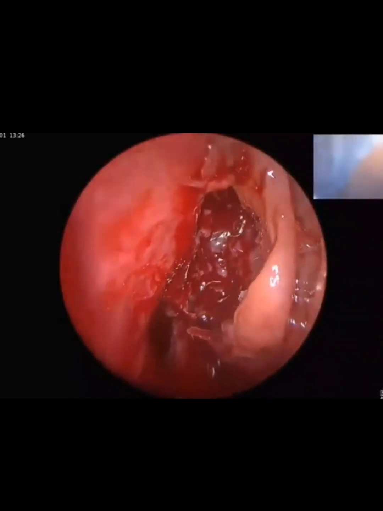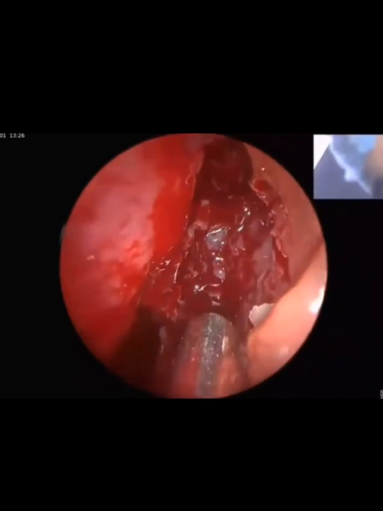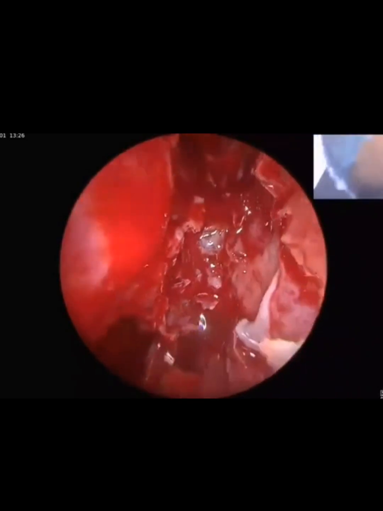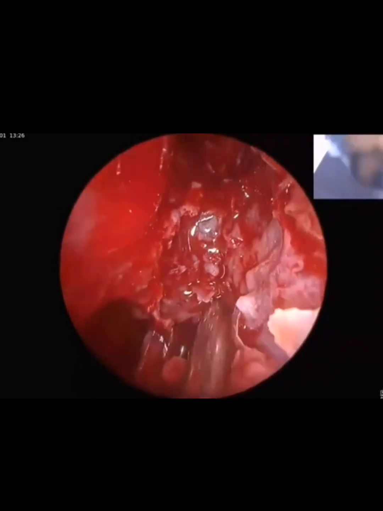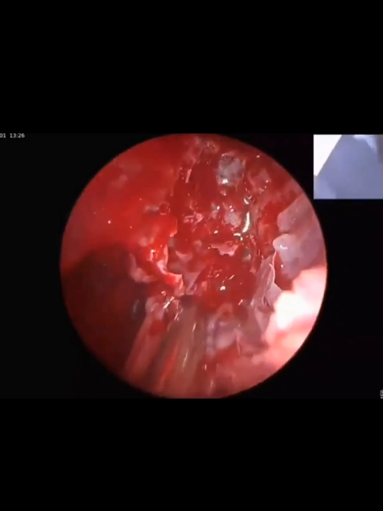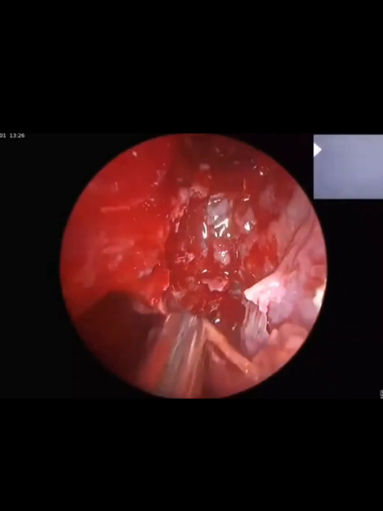I'm trying to create a space inside, okay. So remove a little bone from the middle, and here is the attachment of the bulla over the middle turbinate. Straight blade please. I'm waiting for the blade, okay.